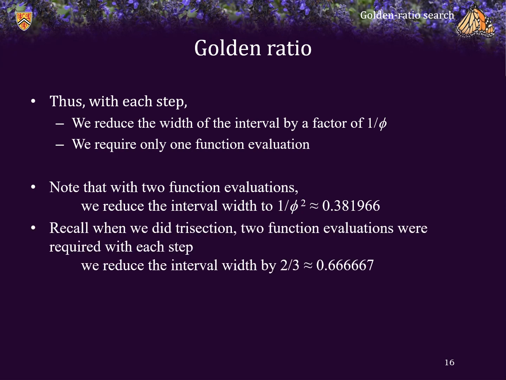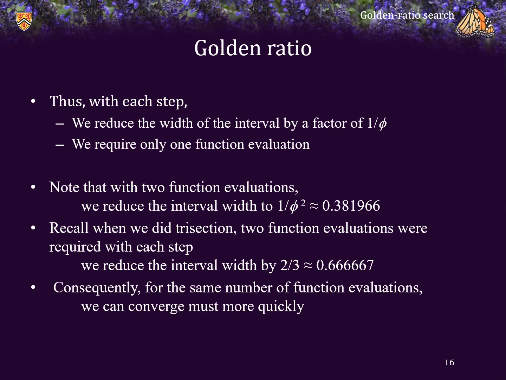You will recall that when we did trisection, we needed two function evaluations. And with two function evaluations and trisection, we were only able to reduce the width of the interval by 2/3, or 0.6666. Consequently, for the same number of function evaluations, likely the most expensive operation in any numerical algorithm, we can converge much more quickly if we use the golden ratio.